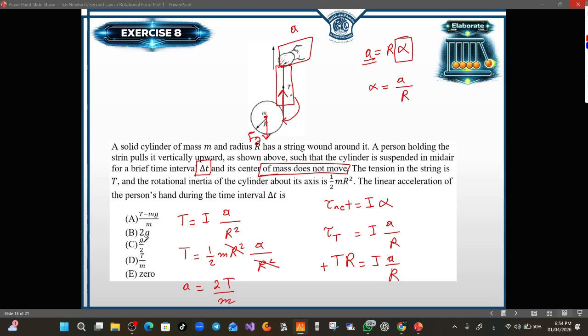However, none of these choices contains my answer, which means we're going to use the translational equilibrium to complete the solution. In the translational equilibrium, the tension equals the force of gravity, so we can replace the tension with the force of gravity. So 2 times mass times gravity over mass, with mass cancelled out, and the final answer would be 2g, so the correct answer is B.